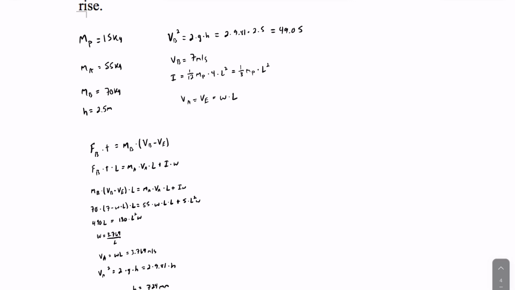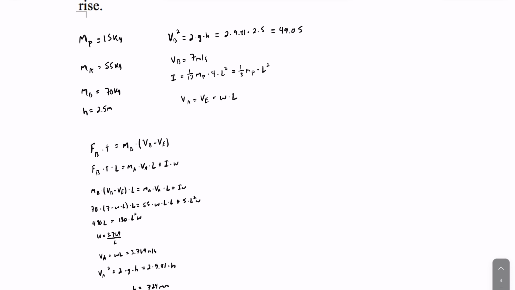And then for 8, M_P equals 15 kilograms, M_A equals 55 kilograms, M_B equals 70 kilograms, h equals 2.5 meters. And then you do v_B squared equals 2 times g times h equals 49.05. And then v_B will equal 7 meters per second.